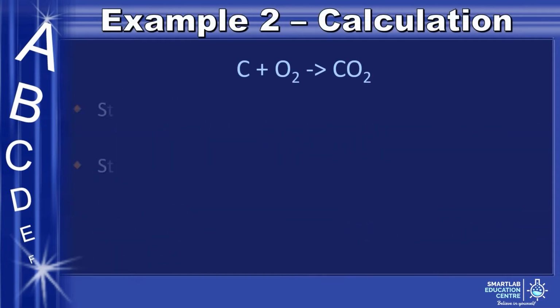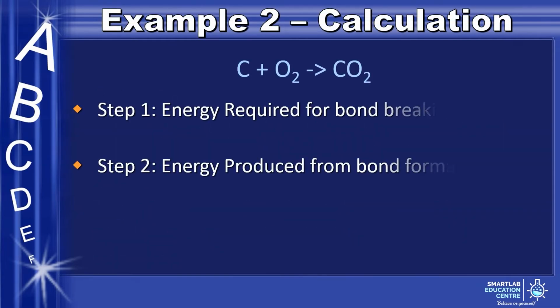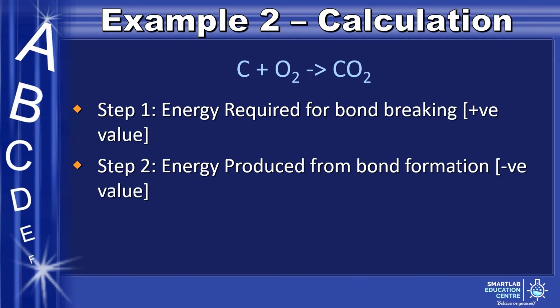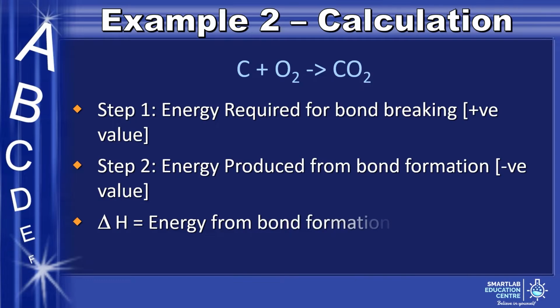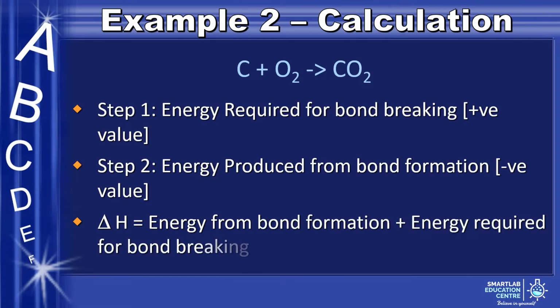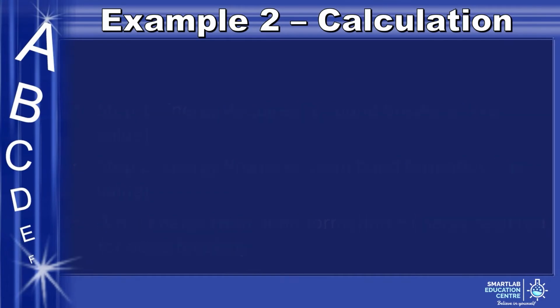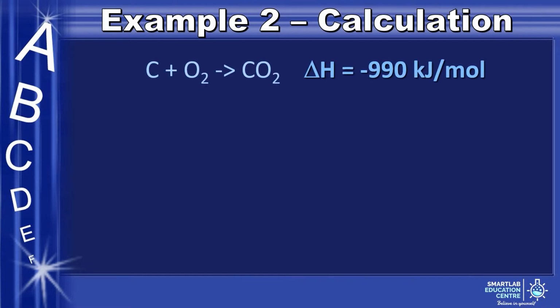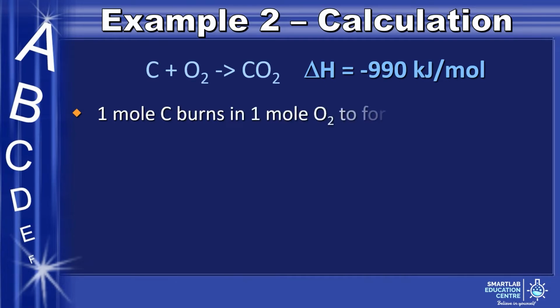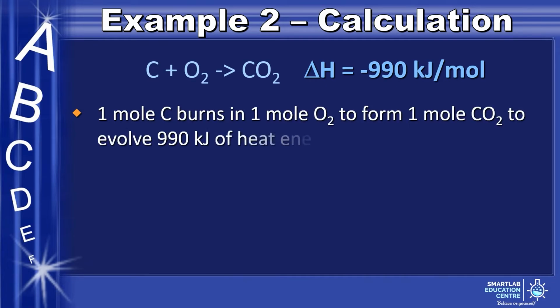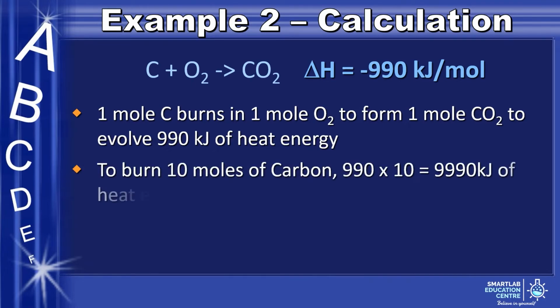The second example is that of carbon with oxygen to form carbon dioxide, and similarly to calculate the enthalpy change, we need to add the energy from bond formation to the energy required for bond breaking. The enthalpy change of the reaction is negative 990 kilojoules per mole, and this represents 990 kilojoules of heat energy being released when 1 mole of carbon burns in 1 mole of oxygen to form 1 mole of carbon dioxide. In order to burn 10 moles of carbon, 9,990 kilojoules of heat energy is evolved.